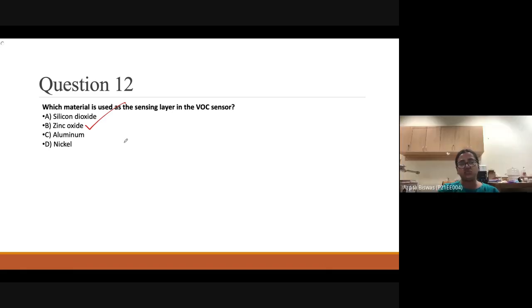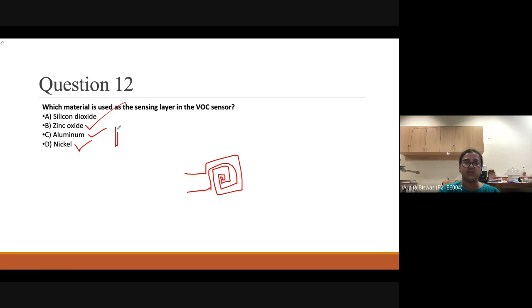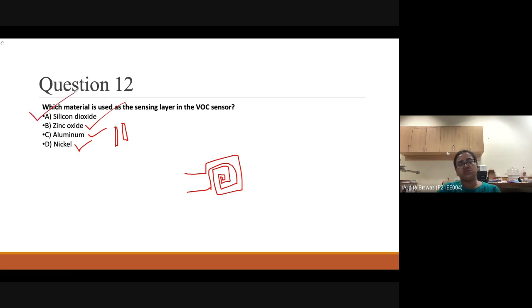The nickel is used to deposit the micro heater. A structure like this is there, and the micro heater is present to increase the temperature. The micro heater is deposited using nickel, and the aluminium is the contact pad, where we can take the output like source and drain.